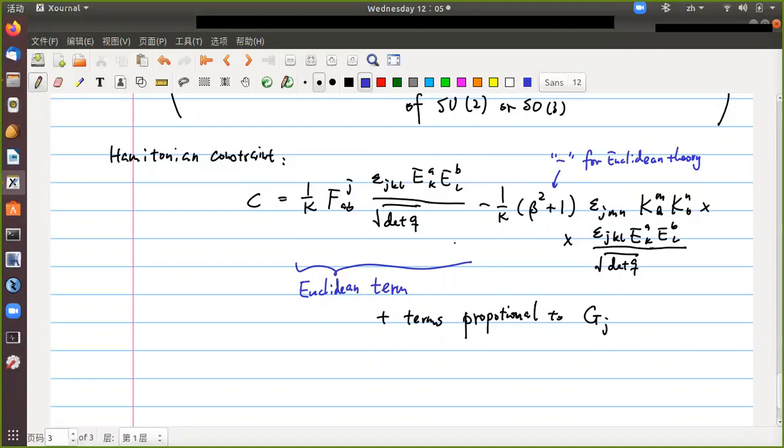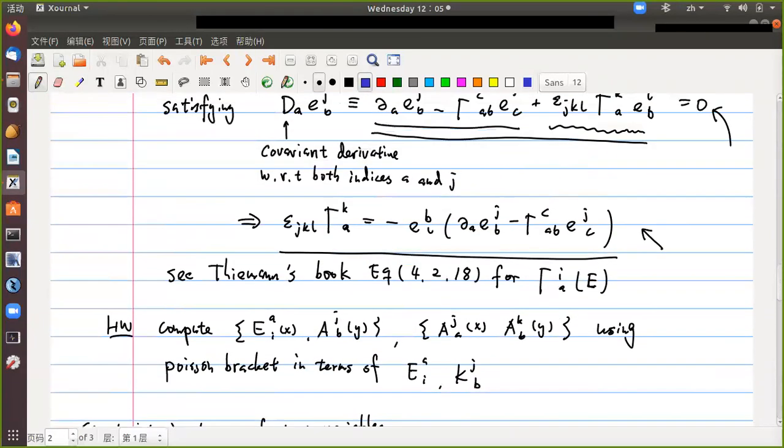But here you can see that for Lorentzian signature, it is a plus sign. Then for any real beta, it cannot be cancelled. By the way, I should have emphasized that beta is a real parameter.